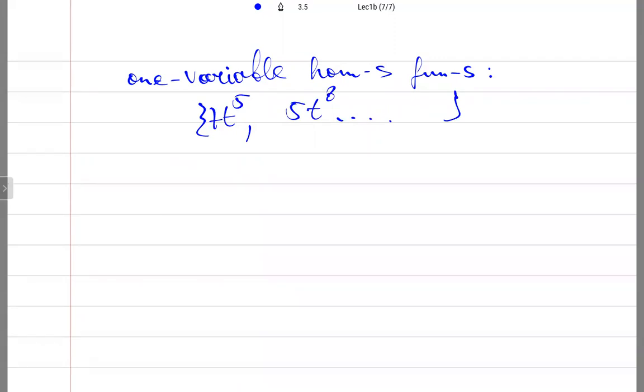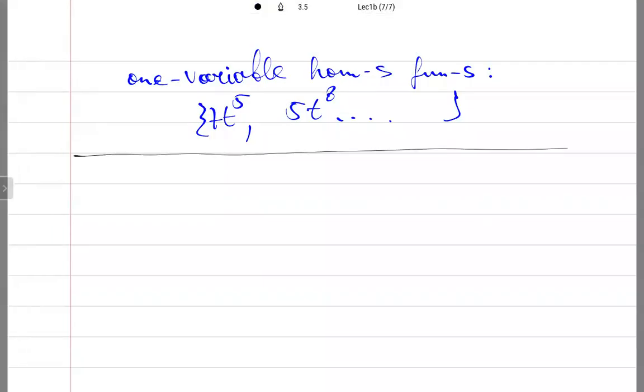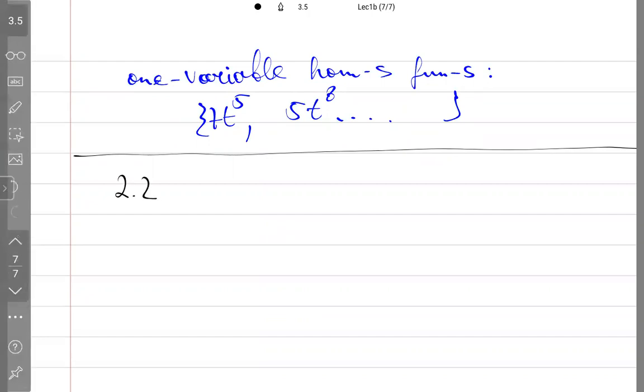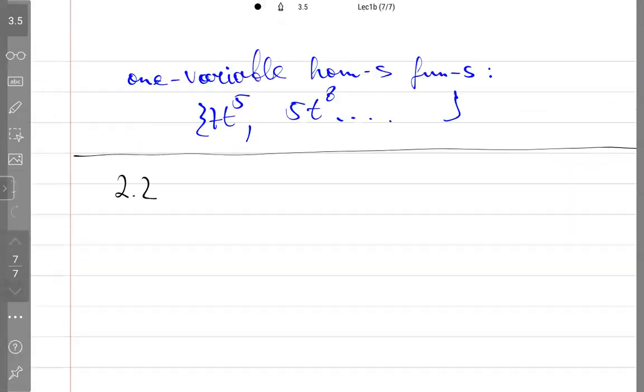Okay, are we ready for the next step? Yeah, go on, please. Our next step: we have proven that if we have a function of one variable and Euler's equation is satisfied for this function, then the function is homogeneous. Let's work with several variables now. This is step 2.2; we have done 2.1. So this was step one, this was 2.1, and then we go to 2.2.